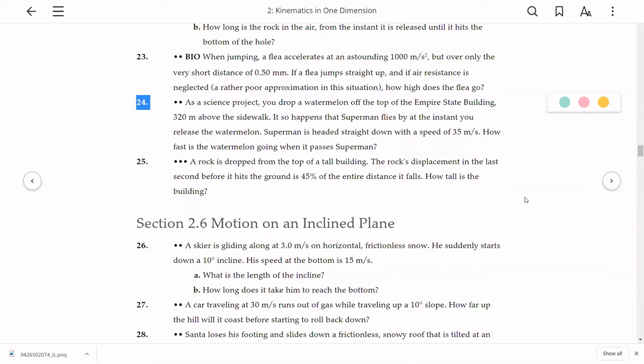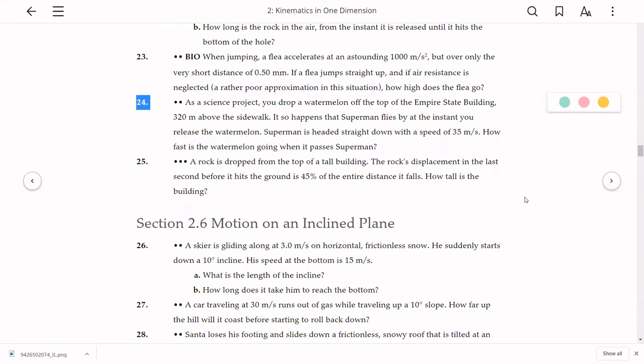Next up is number 24 from chapter 2. This is also in your homework. This is the Superman watermelon problem, which must have been written in 1950, because they're still using the Empire State Building as the iconic tall building. I think there are many taller buildings now. And I'm going to set this up a little differently from the way your solutions manual does it. It's nice to see it done a couple different ways. Remember, the solutions are all in the files folders on Canvas.